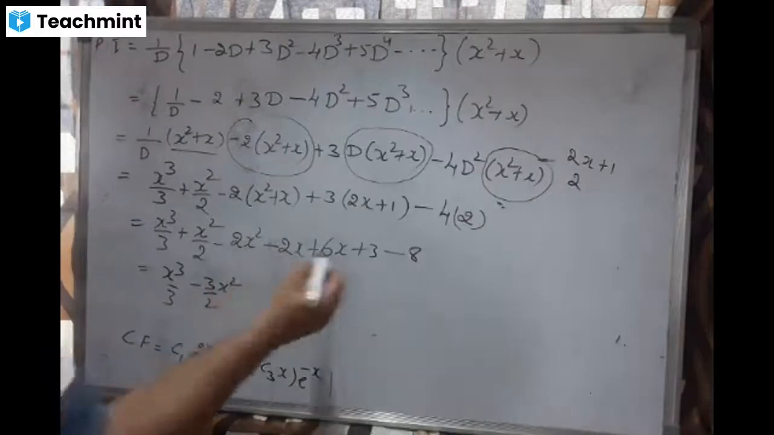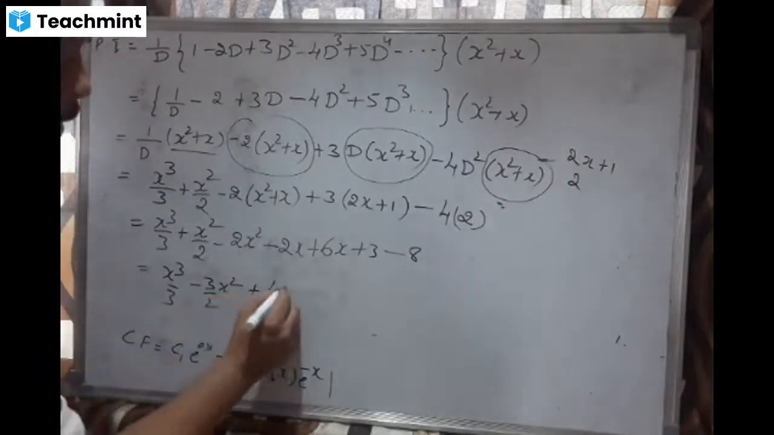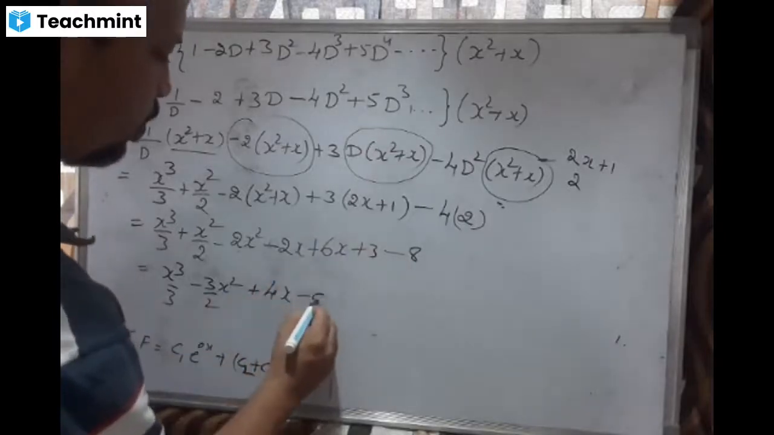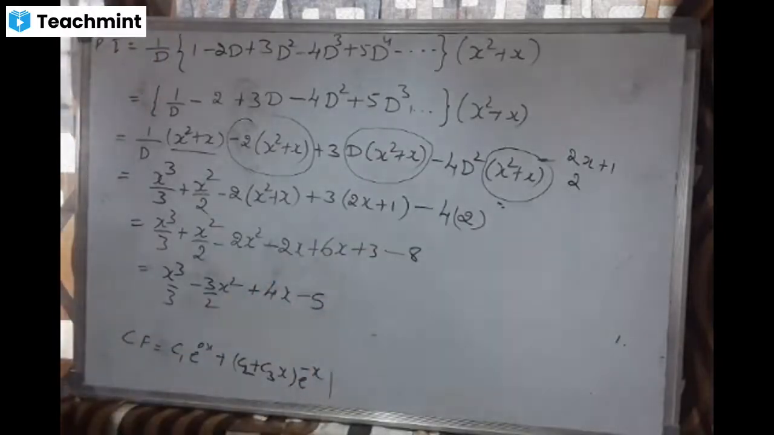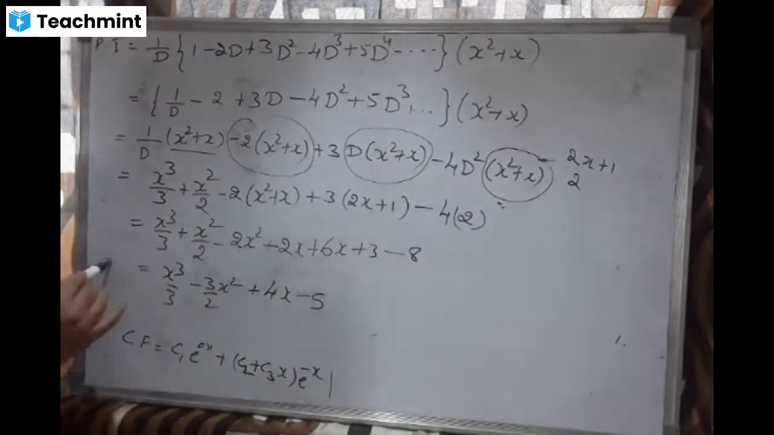Now what about this part? Plus 4x. 4x. What about this one? Minus 5. Right? This is my PI.